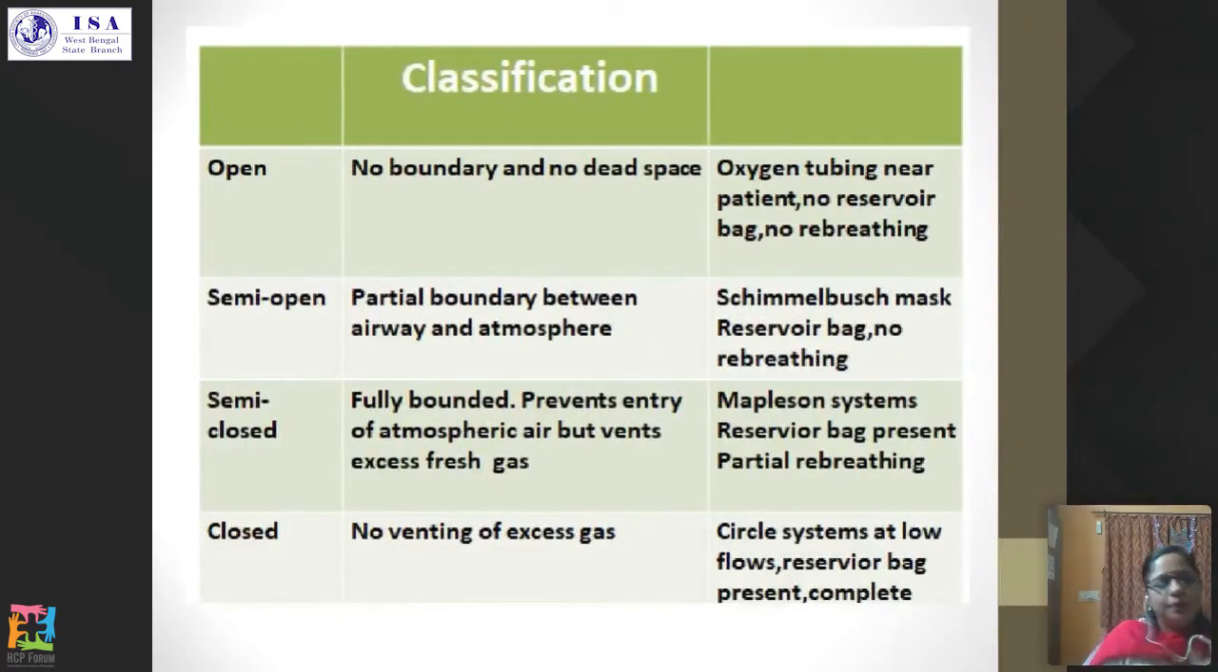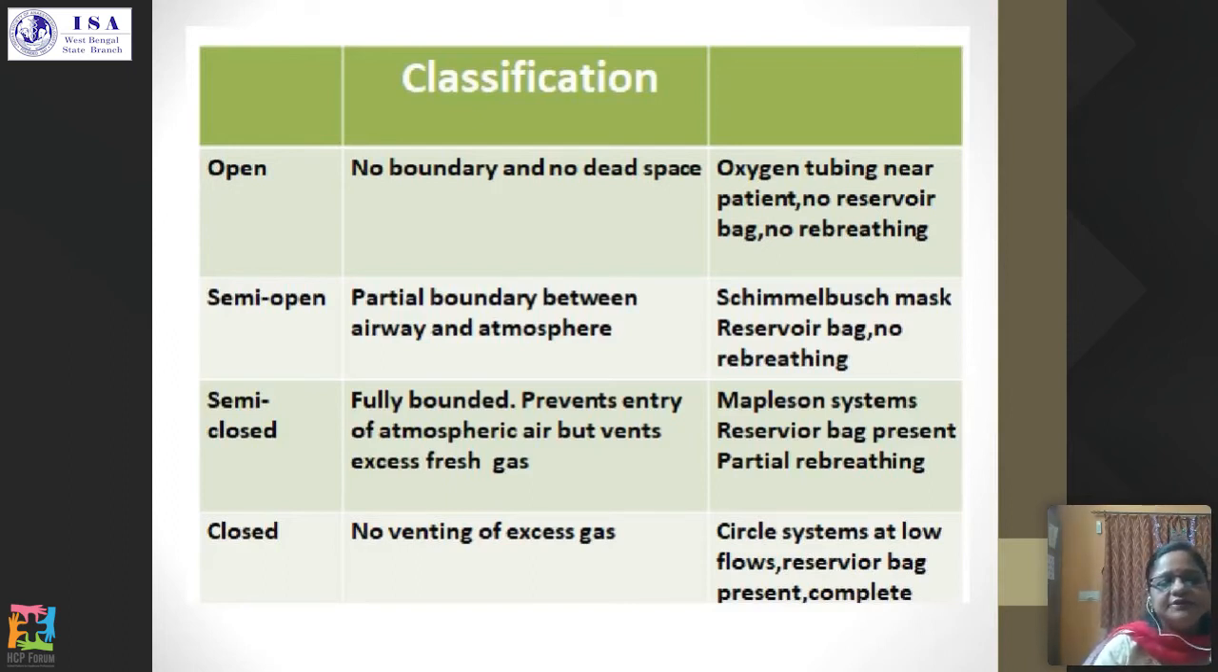Now, next is classification. It is very easy, that is open, semi-open, semi-closed, and closed. In an open system, there is no boundary or no dead space. The examples are oxygen tubing near the patient or the ether mask, which are kept open. In a semi-open, it has a partial boundary between the airway and the atmosphere. Here, when the ether mask is placed just above the face, that is in proper position, it becomes a semi-open circuit, and there is no rebreathing.